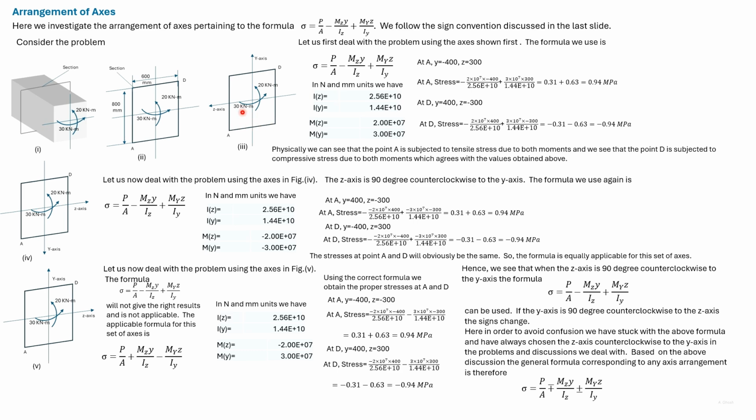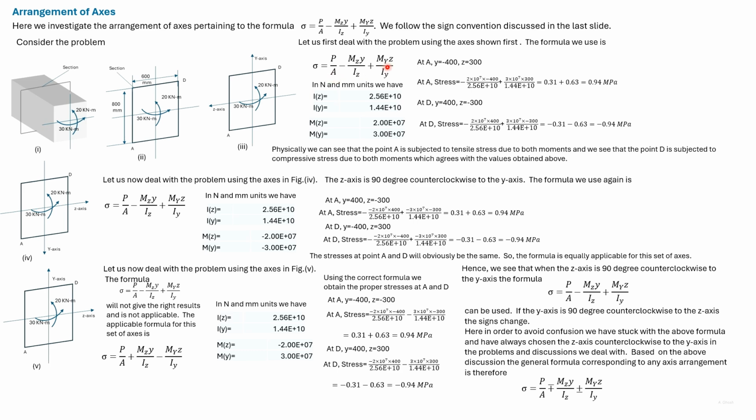Consider this quadrant. The tails of both these arrows fall in this quadrant. So a point A, which is part of this quadrant, will be subjected to tensile stresses due to both moments. Now consider this quadrant. The arrow heads due to both moments fall in this quadrant. So a point B would be subjected to compressive stresses due to both moments.